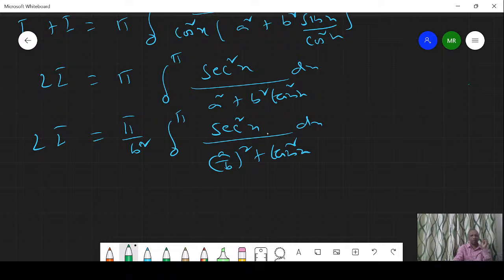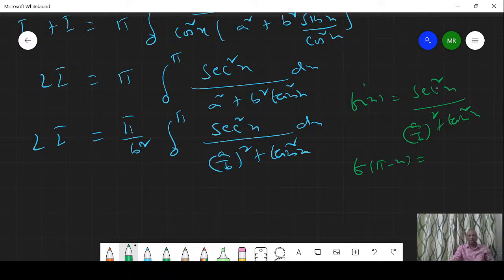If we replace x with pi minus x, f of x is equal to secant square x by a by b whole square plus tan square x. Now f of pi minus x: secant of pi minus x gives minus secant, squared, which is secant square x; and tan of pi minus x is minus tan x, squared. Same thing it comes, so this will become f of x.